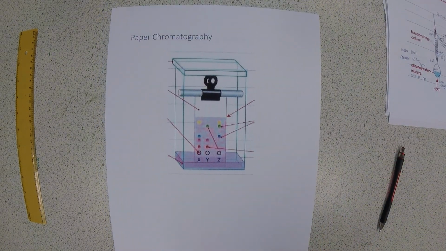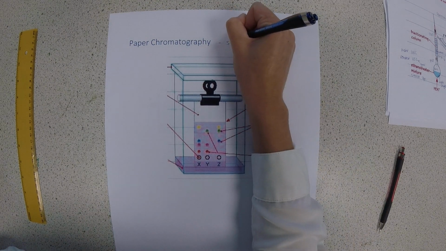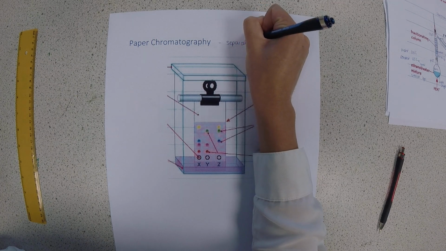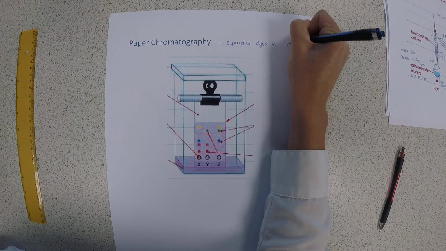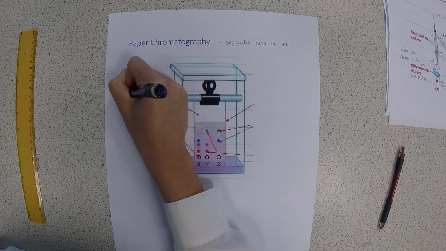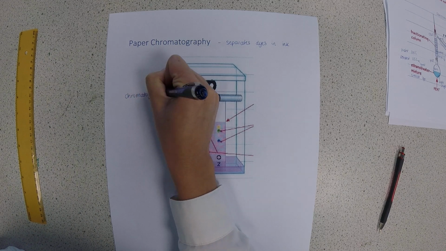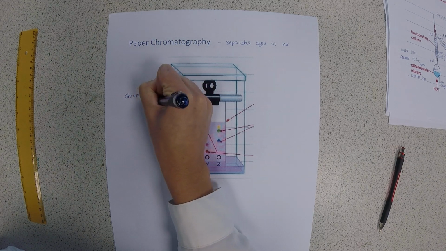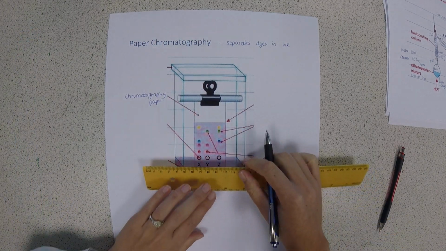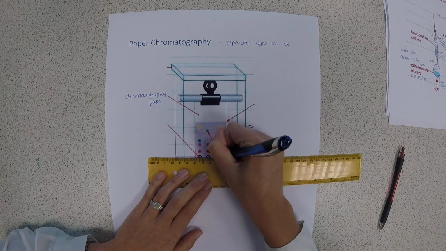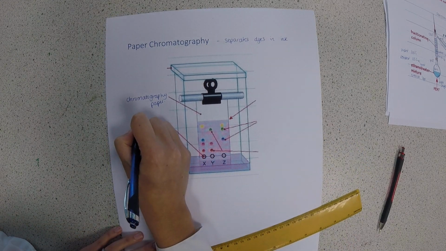You also have to know how paper chromatography works. Now this is used to separate dyes in ink. So what you have here is some chromatography paper. The chromatography paper is quite absorbent. At the bottom of your chromatography paper, you need a line in pencil. You need your pencil line.